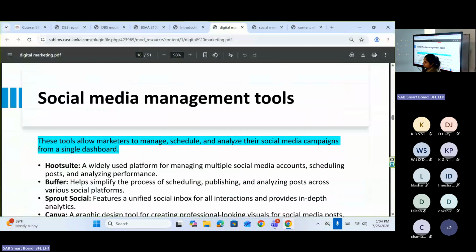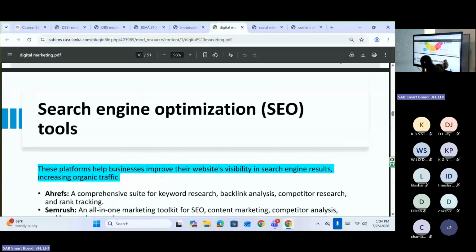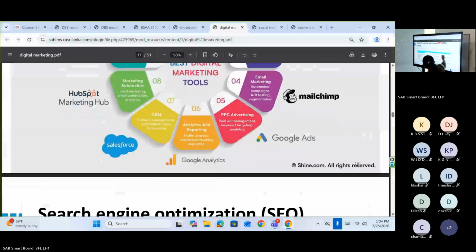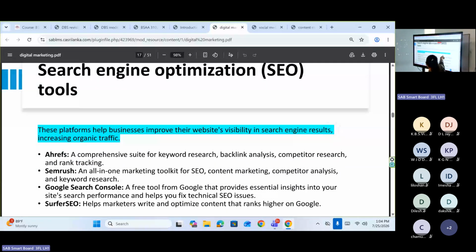So when the customer goes to a particular search engine, then it's up to the other website, since they have been promoted or enhanced visibility of the website. That is what we call search engine optimization. See here. This platform helps businesses improve their website visibility in search engine results, increasing organic traffic. So it lets consumers search more about the website or the platform of the business organization.